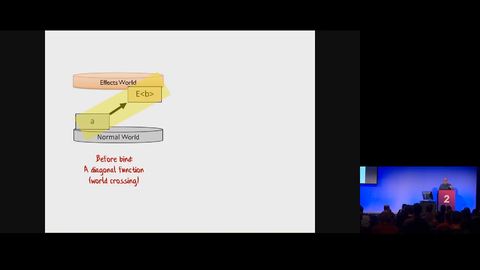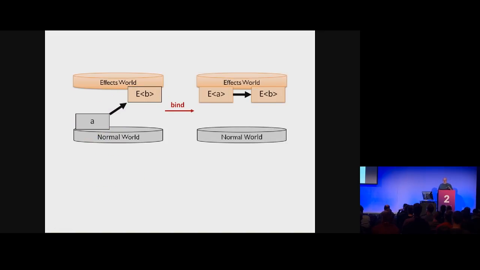And the problem with those things is they're not composable, right? Now, what bind does is it turns it into something where the entire function lives in the world of effects. So it's a horizontal function. So you've turned a diagonal function into a horizontal function. Now, these horizontal functions are great because they're easy to compose. You can literally just glue them together. So let's look at an example of that.